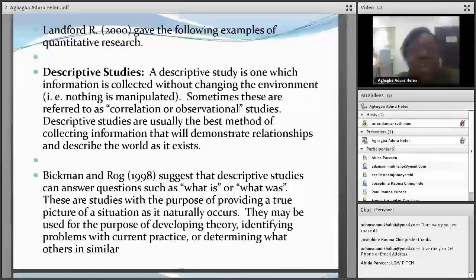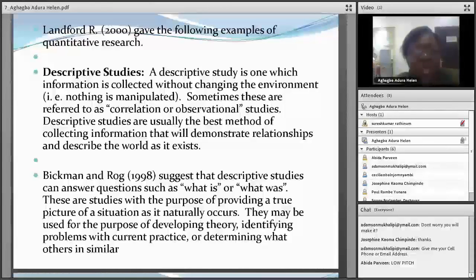Langford gave the following examples of quantitative research. One is descriptive studies. A descriptive study is one in which information is collected without changing the environment. That is, nothing is manipulated. Sometimes these are referred to as correlation or observational studies.